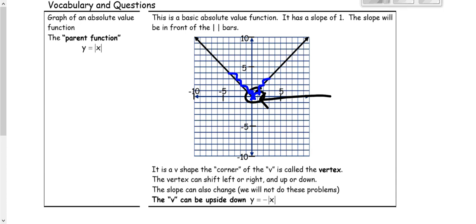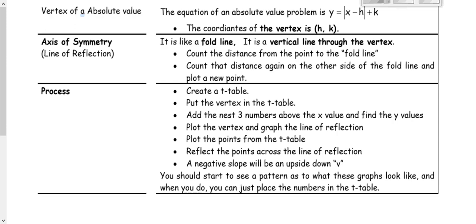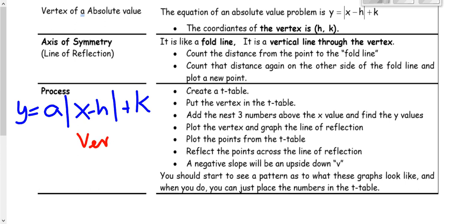One of the notes that I want you to make, we do have a process written out for you on how to use a table. Okay, but I want you to write this down. The absolute value function is actually y equals a absolute value of x minus h plus k. And if you remember from our previous lesson, we get our vertex from the h and k. And now we are going to get our slope from a.